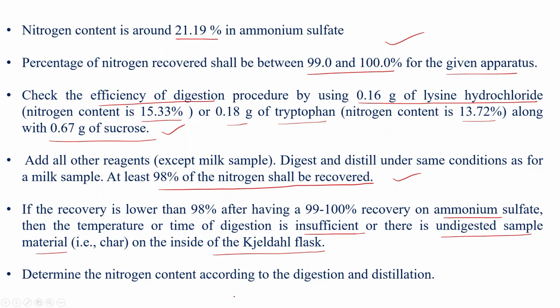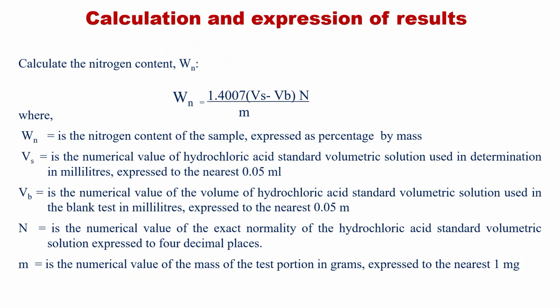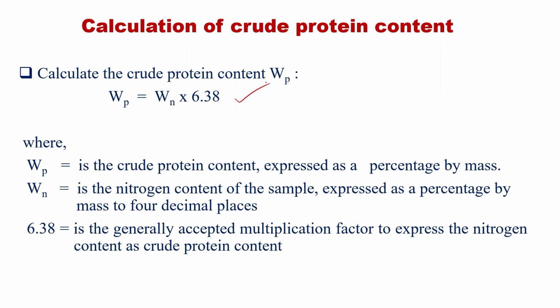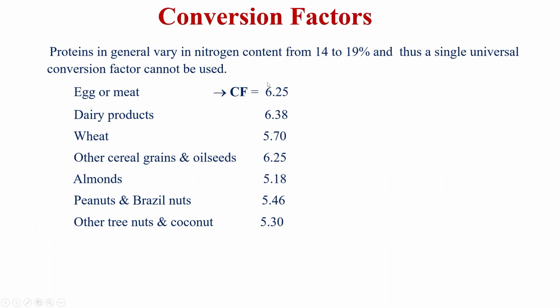Now again, in this way you have to check the accuracy of the procedure, and also the accuracy of the digestion, regularly. This formula, and how to derive it, I have already told you. So this way you will be calculating the percentage by mass of nitrogen, and then you have to multiply by 6.38, which is the factor for dairy products. I have told you these are the conversion factors to be used for different products.